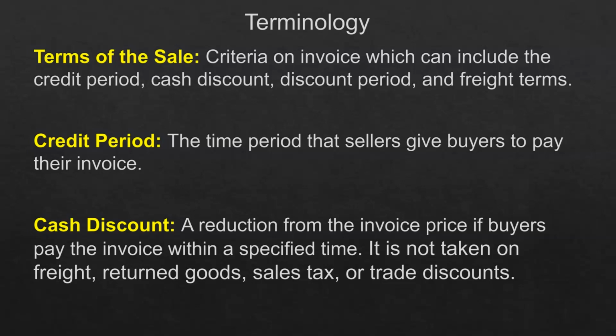Okay, so if we're talking about the end of the credit period, we're talking about when do you have to get this thing paid. The cash discount is a reduction on your invoice, right? So if you pay within a specified time called the discount period, then you're going to get a cash discount. And we don't take the cash discount on freight, return goods, sales tax, or trade discount. So a trade discount is a separate thing from your cash discount.